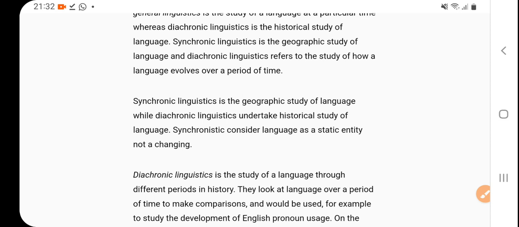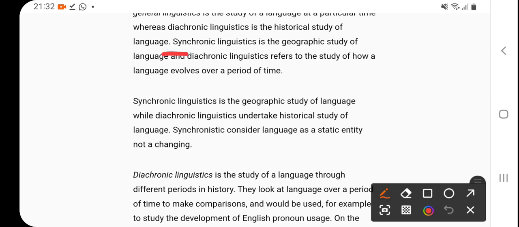Now synchronic linguistics is the geographic study of language, and diachronic linguistics refers to the study of how a language evolves over a period of time. Geographic means a particular geographic study of language, so that is synchronic. Synchronic is the geographical study, and diachronic is the study of how that language has evolved.